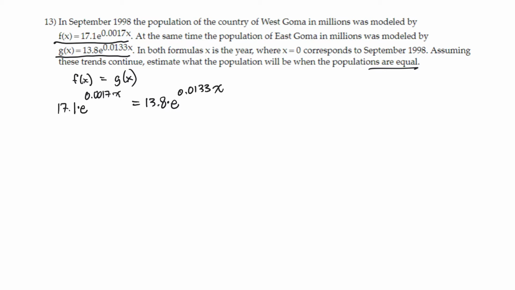I guess what I could do is take the log of both sides. Will this work? Oh, let's try it. There's a couple ways, but let me try this. Why don't I take the ln of both sides? So not log, but ln. So I'm going to take the ln of 17.1 e to the 0.0017x. And if I do it to that side, I have to ln the other side: 13.8 e to the 0.0133x.